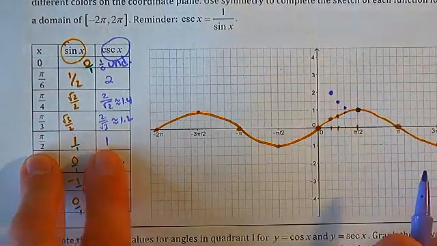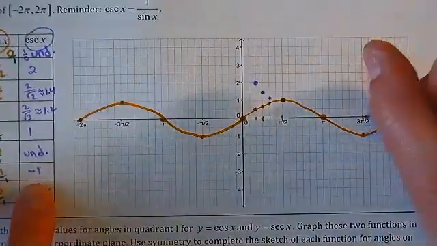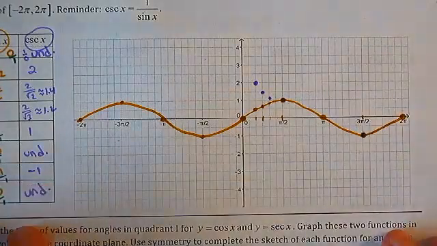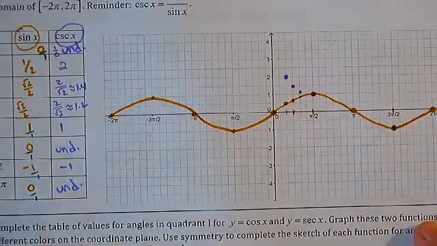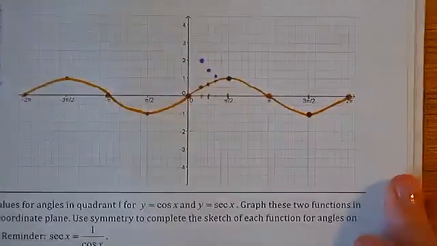Interesting. Okay. At pi, we're undefined. Not sure about that yet. At 3 pi over 2, we're at negative 1, which is the same point. And then at 2 pi, we're at undefined. So what do you guys think undefined means?